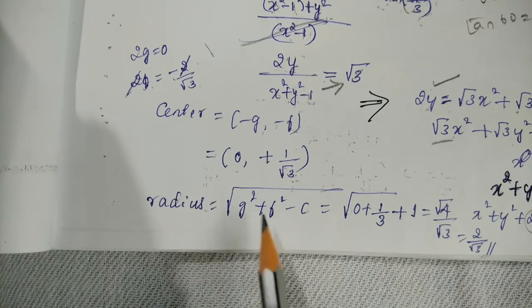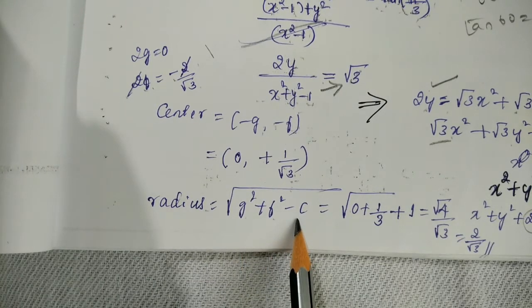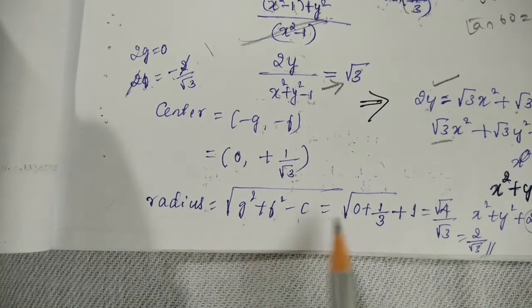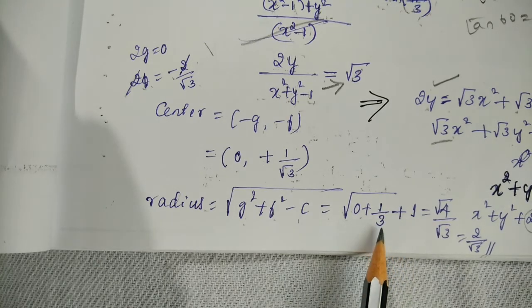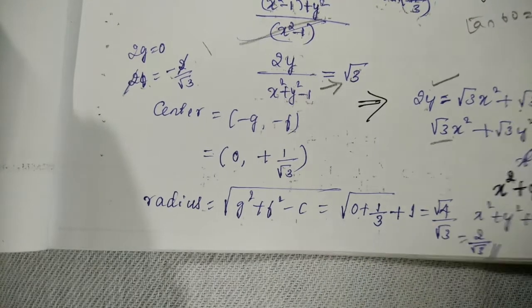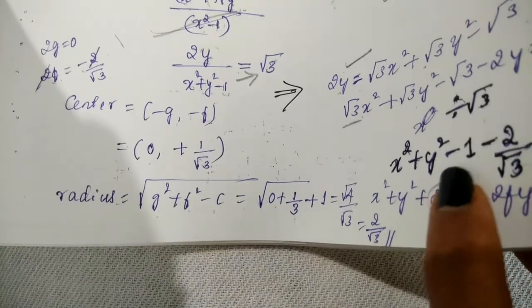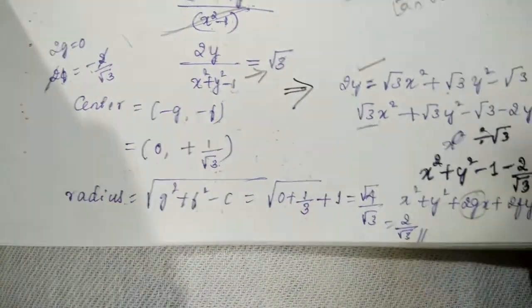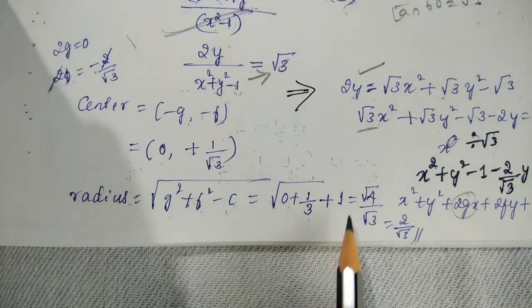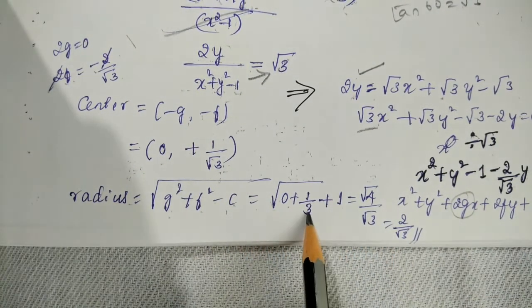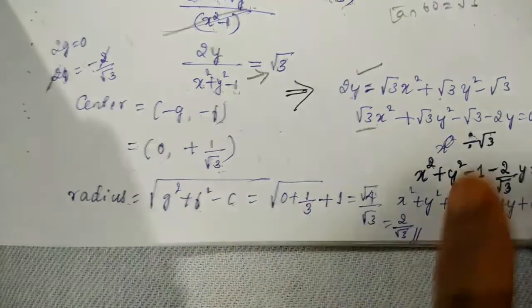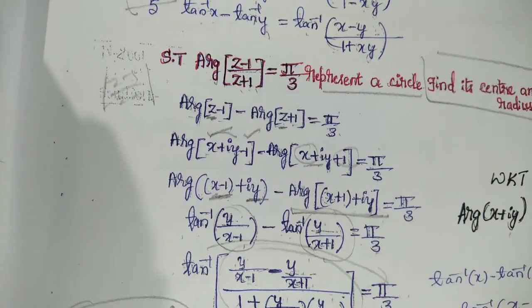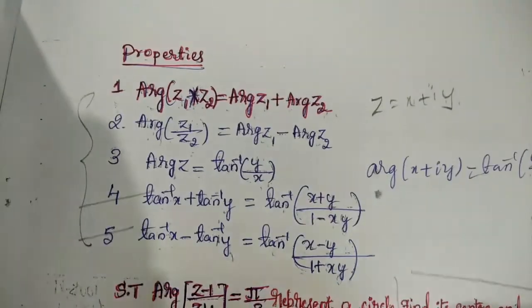So radius is square root of g square plus f square minus c, which is equal to square root of g square is 0 and f square is what? f is 1 by root 3. f square is 1 by 3. So square and root gets cancelled. We remain with 1 by 3. What is c? Here we have c is constant minus 1. So constant is minus 1. So therefore minus into minus, constant is plus 1. So take LCM here, 3. 1 plus 3 is 4 divided by 3. So square root of 4 divided by square root of 3. We know that square root of 4 is 2. So 2 by root 3 is the radius for this one. So for this problem you need these 5 problems.